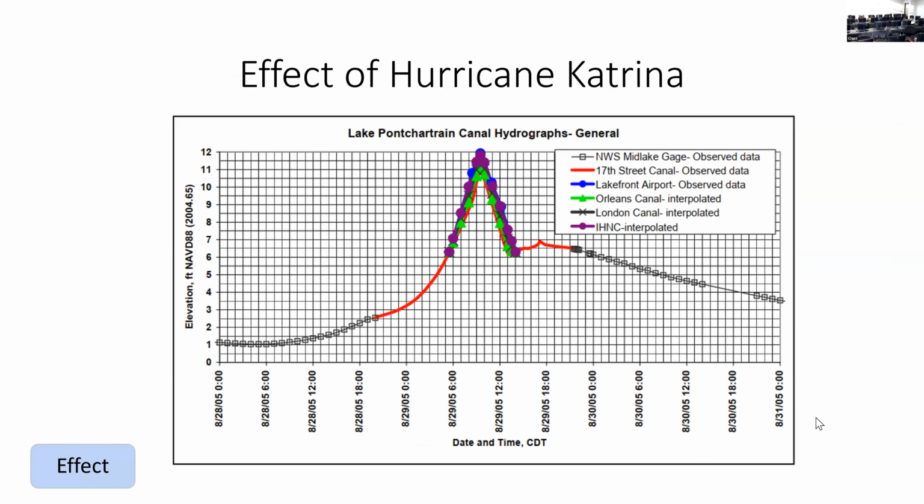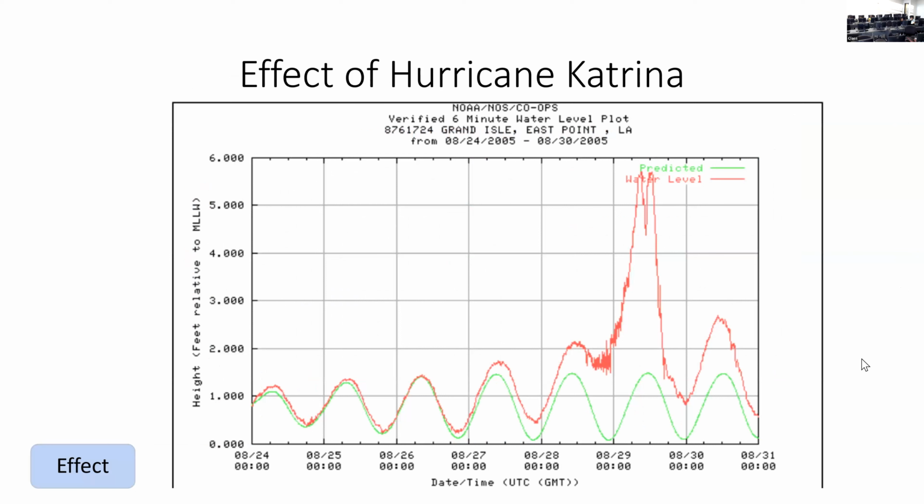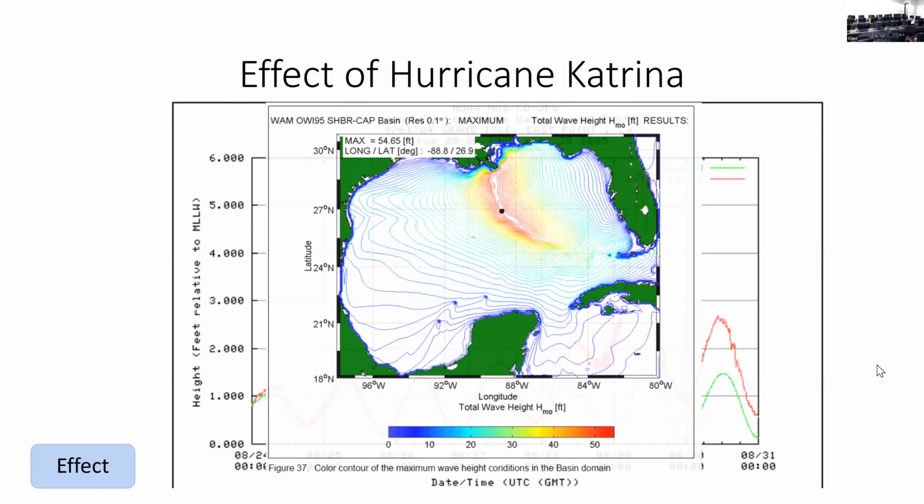And here I have added one flood hydrograph to show how much flood actually occurred. It's almost 12 times the normal flood level that actually remains there. And this is also the water level and the predicted water levels that were supposed to be, but it became like this after Hurricane Katrina. And this is the wave height, which was around 555 feet, the maximum wave height.